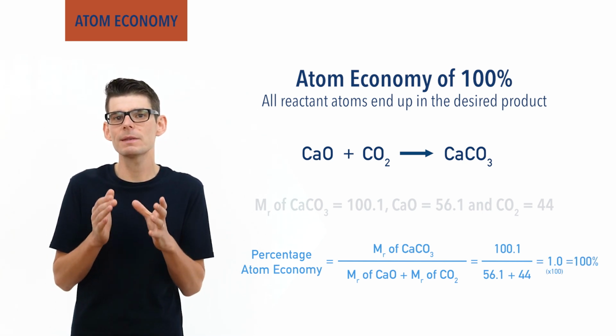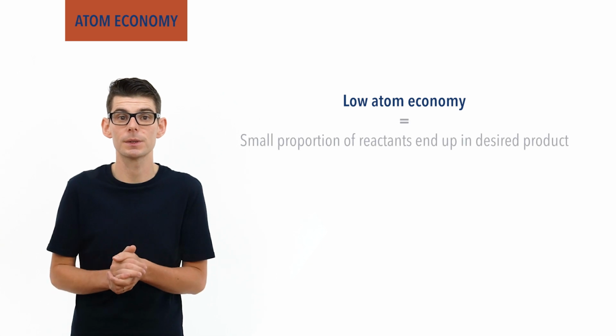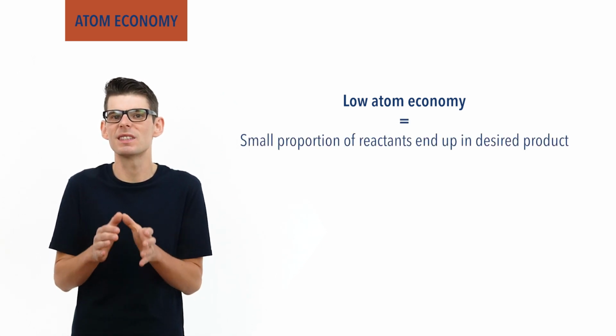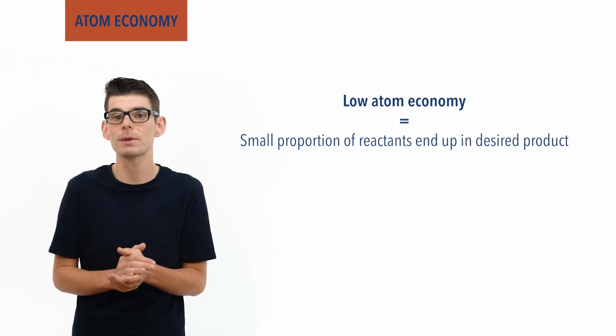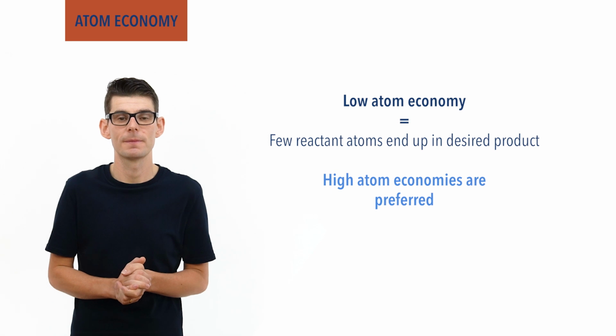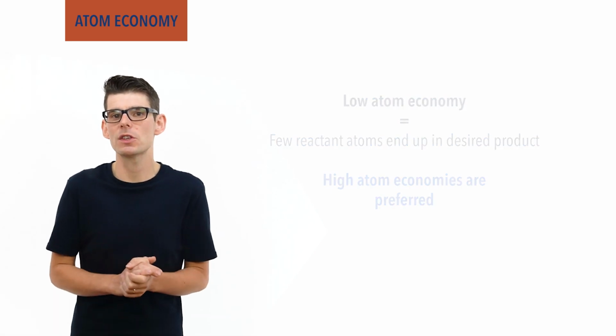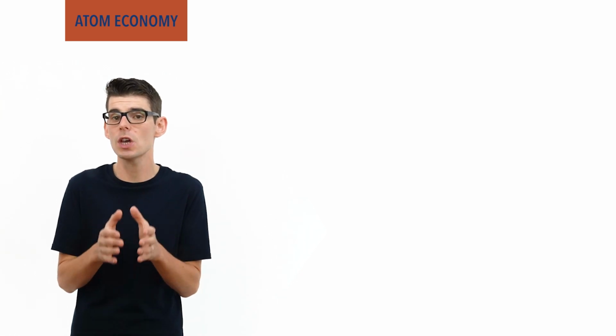The lower the atom economy of a reaction, the lower the proportion of reactants that end up in the desired product. To make processes as sustainable and green as possible, reactions with high atom economies are desired, as this means less wastage. When dealing with percentage atom economies, it is important to pay attention to the ratios of products and reactants.